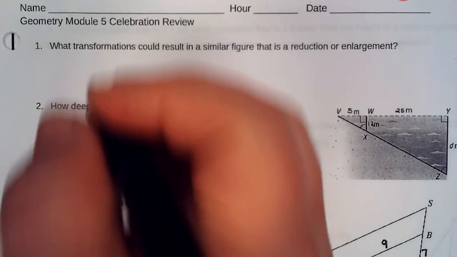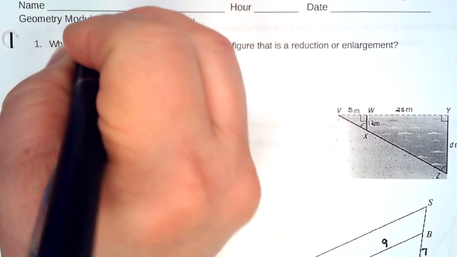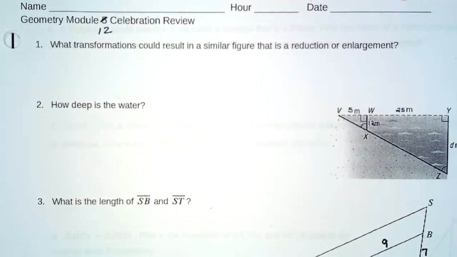Okay, this should actually be Module 12. I had a typo there. What transformations could result in a similar figure that is a reduction or an enlargement? There's 3 of them. Can you think of what they are?